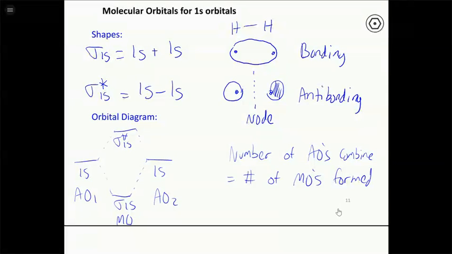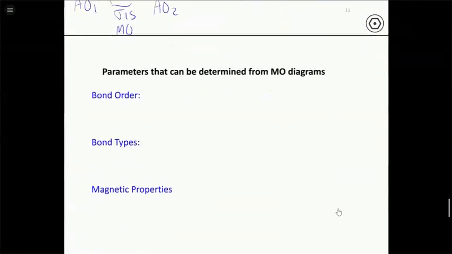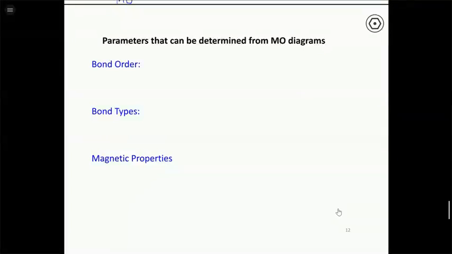So once we fill these with electrons, which we're going to do here in a second, we then have a few different parameters that can be determined from the molecular orbital diagrams. So we can predict bond order from valence bond theory, where we use the Lewis structures and the formal charges to predict whether it's going to be a single, double, or triple bond.